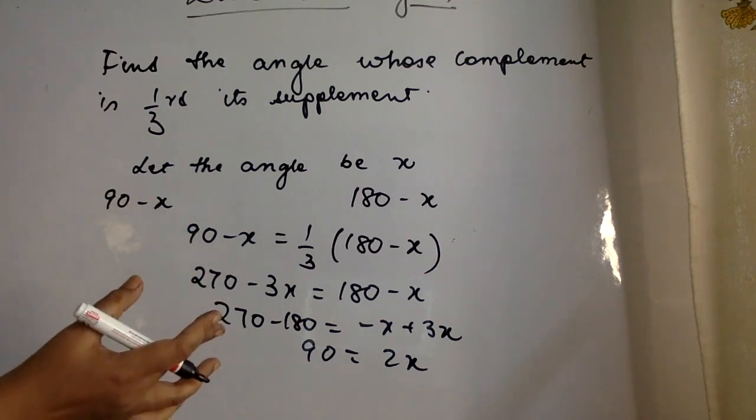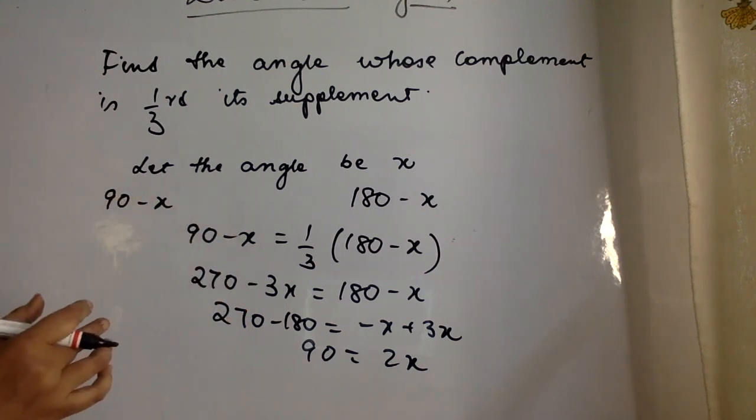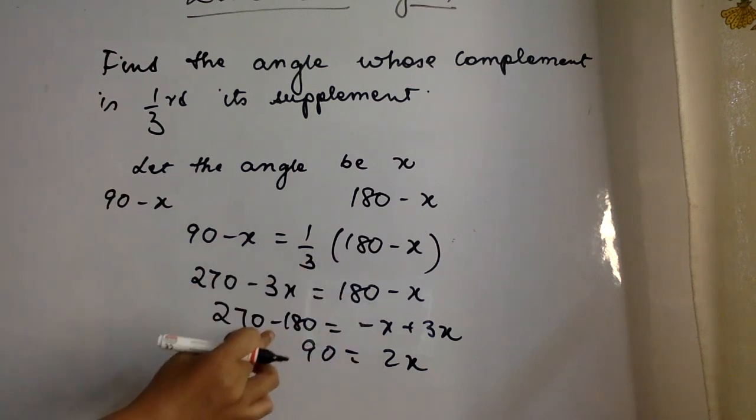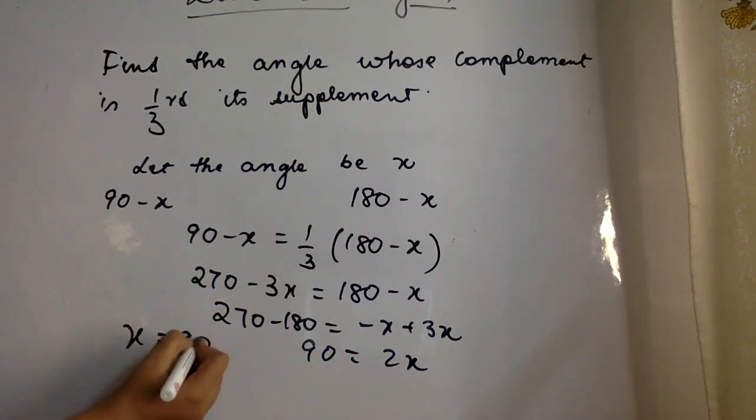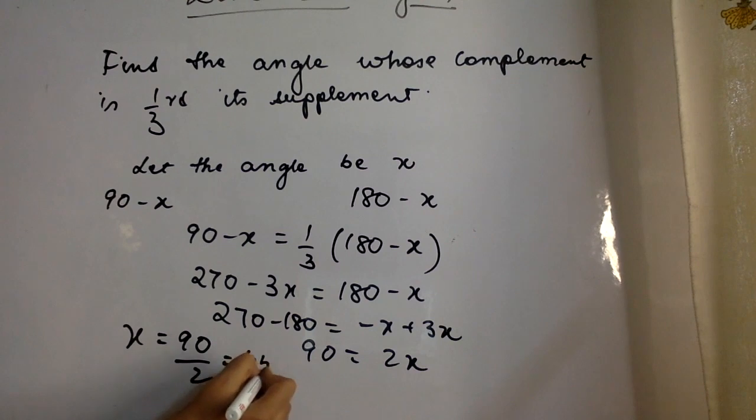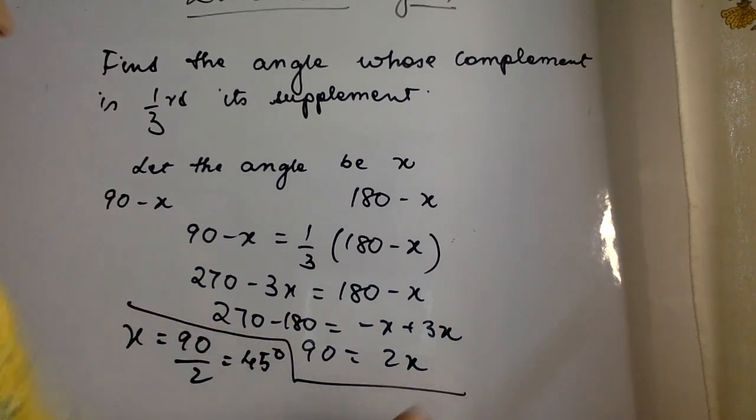Whatever skips the equal to sign gets a change in sign. So here the 180 skipped the equal to sign, became minus 180, and the 3x went that side, became a 2x. Now x is equal to 90 by 2, which is 45 degrees. Yes, so x is 45 degrees.